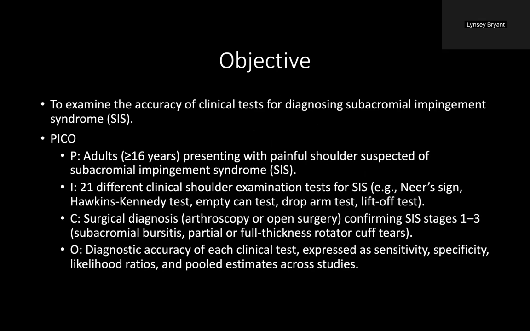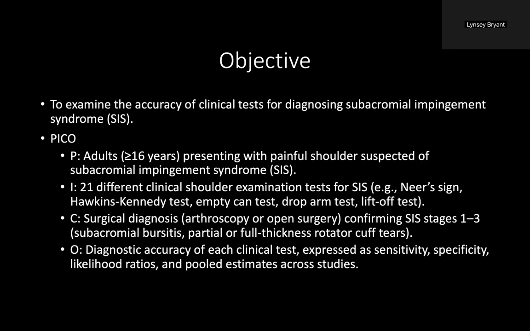syndrome. The patients that were used all had to be at or above 16 years old, presenting with painful shoulder suspected of SIS. 21 different clinical shoulder examination tests were used, for example Neer's, Hawkins-Kennedy, and Empty Can. The comparison was a surgical diagnosis, arthroscopy or open surgery, to confirm the SIS stages, whether it was 1, 2, or 3. And then that included partial or full thickness rotator cuff tears.